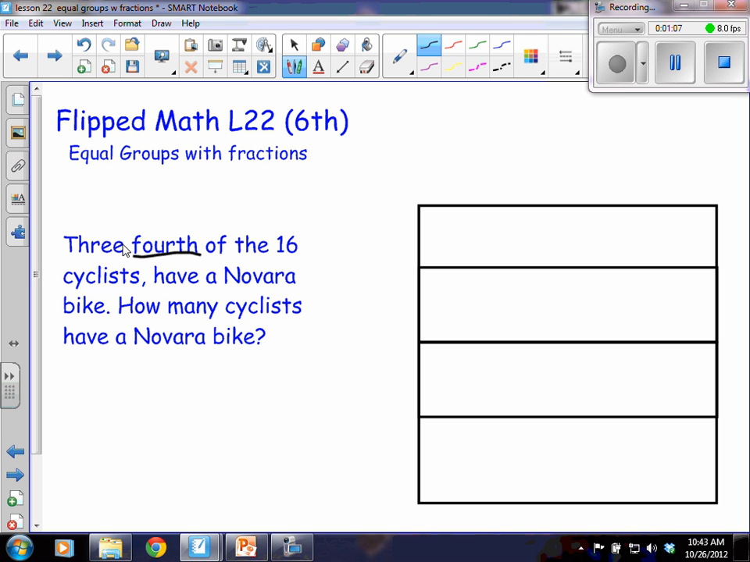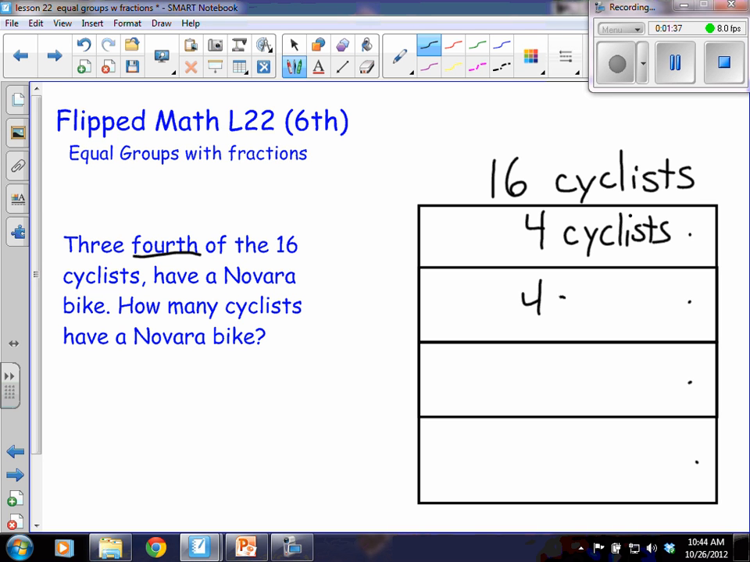Now we can start labeling our boxes correctly so that we can have all the information in front of us. First of all, up at the top of the box, we want to write our total. In this case, we have 16 cyclists. Next, since we have 4 equal groups, we want to divide the 16 cyclists into 4 equal groups. So 16 divided by 4 is 4, and so in each group we're going to have 4 cyclists.